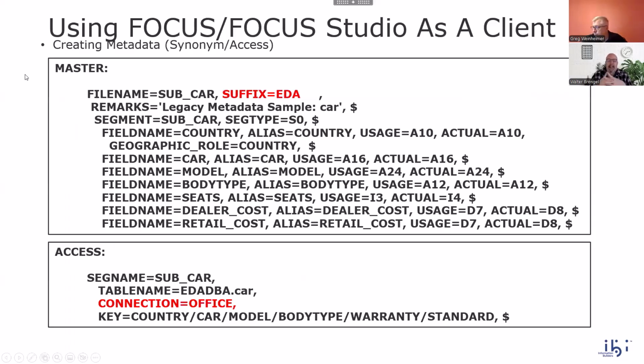In order to then use your remote connection, you're going to have to create a synonym, a master, and an access. So your synonym would be just like a regular synonym. You're going to have your segments and your fields and your alias, usage, and actual. But your suffix is going to be ETA, and that's going to trigger that this is going to a remote server.